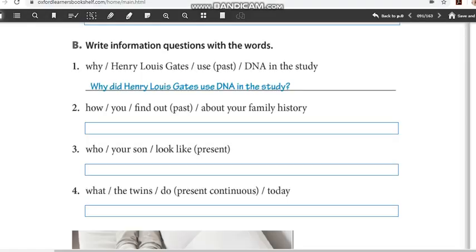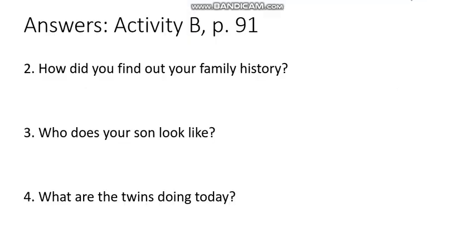Now, continue with Activity B. I want you to write information questions with the words. Again, number 1 is already done for you. Pause the video for about a minute or so to complete the exercise, and then press play when you're ready to continue to see the answers. Okay, here are the answers for Activity B on page 91, questions 2 through 4.